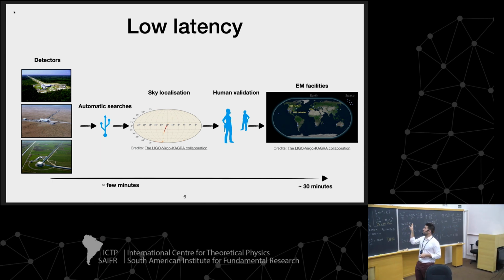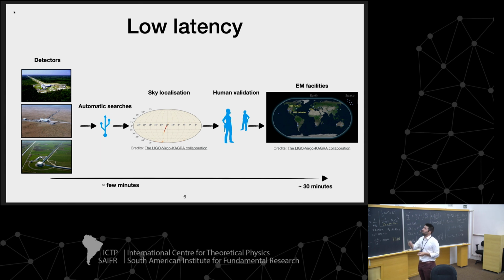In a time span of 30 minutes, we have our detectors with automatic searches running, for example, fast parameter estimation that provides us the sky localization, just the sky localization, not the full parameter estimation. No masses, no tidal deformability, just the sky localization. We have human validation. Of course, machines can be wrong, so we want to assess that what is coming from the detector is at least good.